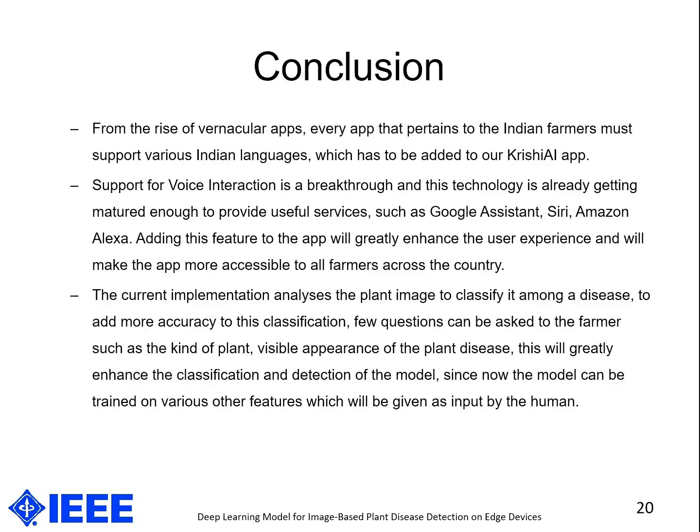In the current implementation, we analyze the plant image to classify it among a disease. To add more accuracy to the classification, a few questions can be asked to farmers, such as the kind of plant and the visible appearance of the plant disease. This will greatly enhance the classification and detection of the model, since now the model can be trained on various other features which will be given as input by the human.